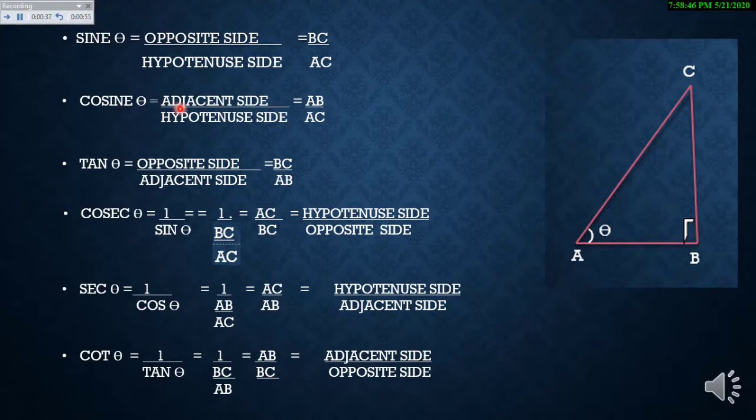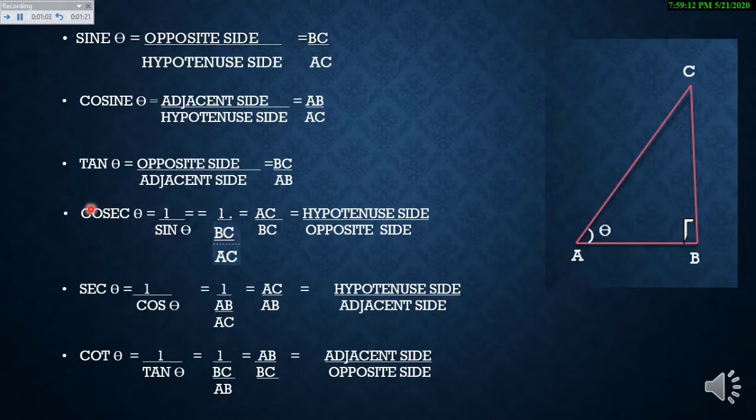Now cosine theta. Cosine theta is adjacent by hypotenuse side. What is adjacent? The side which is adjacent to the angle given, right? The side which is adjacent to the angle given is known as the adjacent side. So what is tan theta? Opposite by adjacent, or we can write it as sine theta by cosine theta.